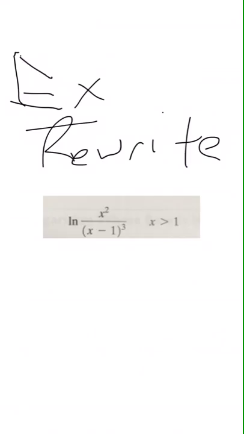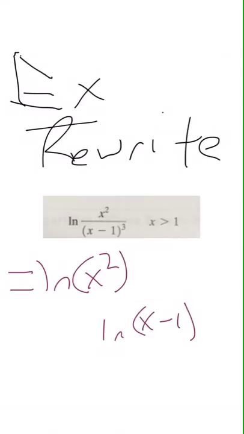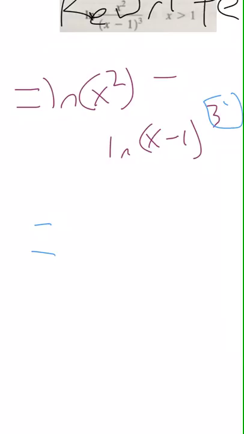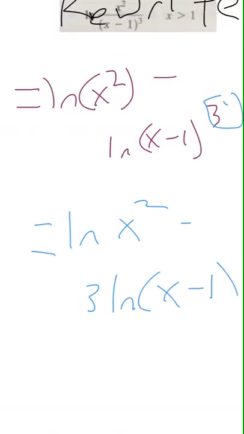Alright, here's another example. Rewrite this logarithm. Expand it into different logarithms. So you see how we're dividing those two things? We can separate them into separate logarithms, ln of x squared and natural log of x minus 1 raised to the third. And we could subtract those logarithms. But you see how we have an exponent with the logarithm? We can move it down in front, and that would give us ln of x squared minus 3 times the natural log of x minus 1.